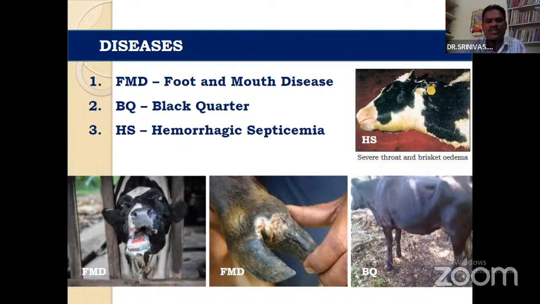Next one is hemorrhagic septicemia. It's also a bacterial disease. You can see in the slide, the area near the bottom of the jaw will be swollen and filled with liquid, and we see respiratory problems in hemorrhagic septicemia. These are the common diseases we see in the field, and even in dairy management we should concentrate on these diseases. There are so many diseases. I have taken only these diseases for information.